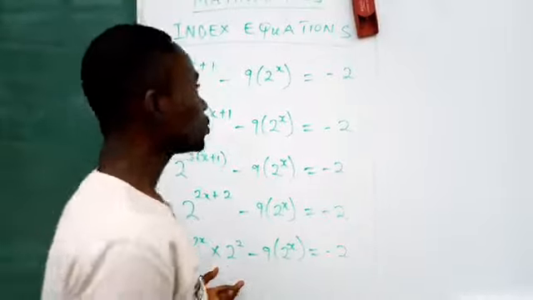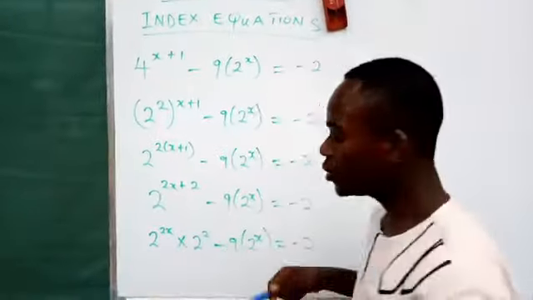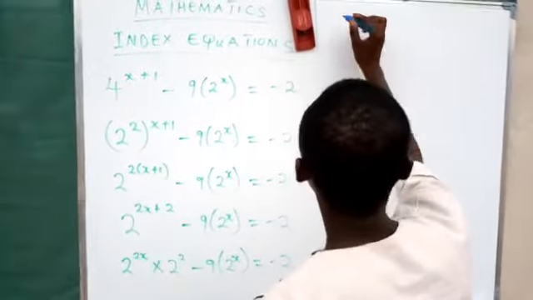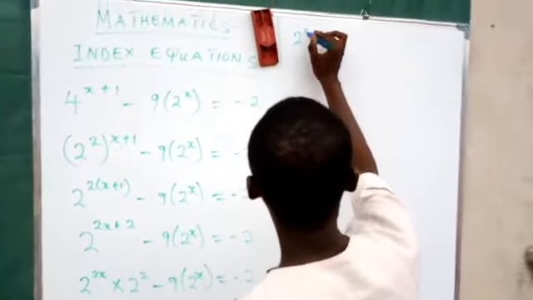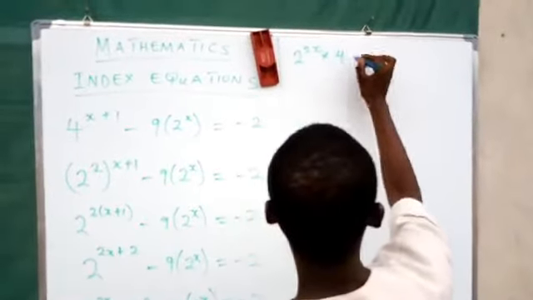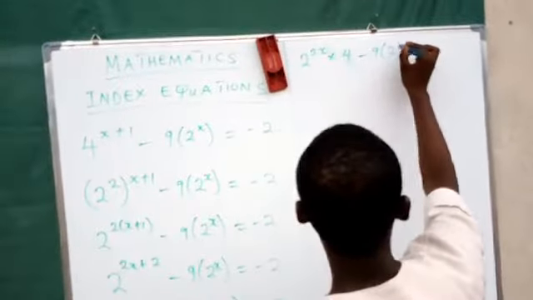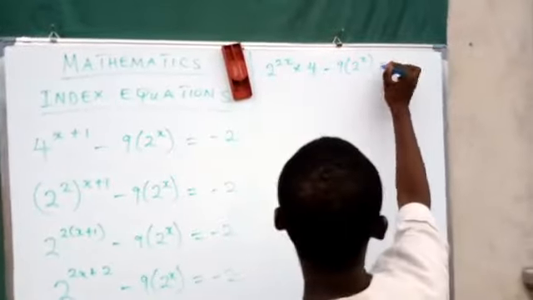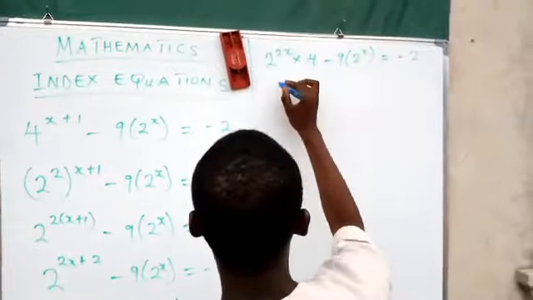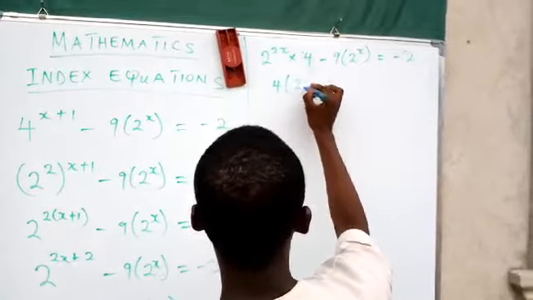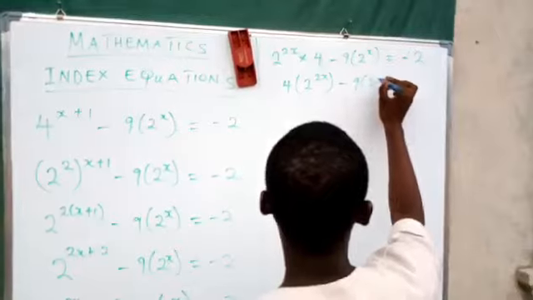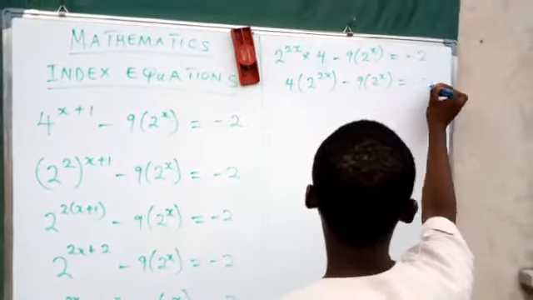So let's continue. Simplifying 2 to the power of 2 gives us 4. So we have 2 to the power of 2x multiplied by 4 minus 9 into 2 to the power of x, and that is equal to minus 2. So we write this as 4 into 2 to the power of 2x minus 9 into 2 to the power of x will be equal to minus 2.